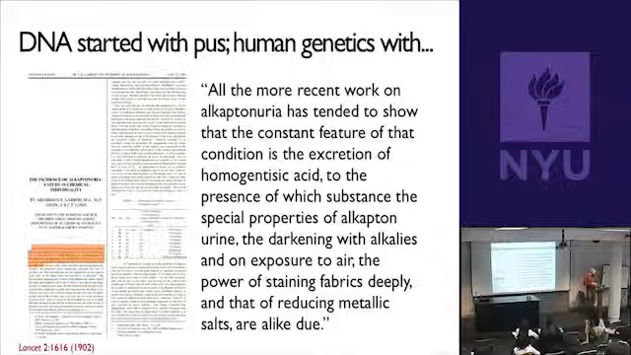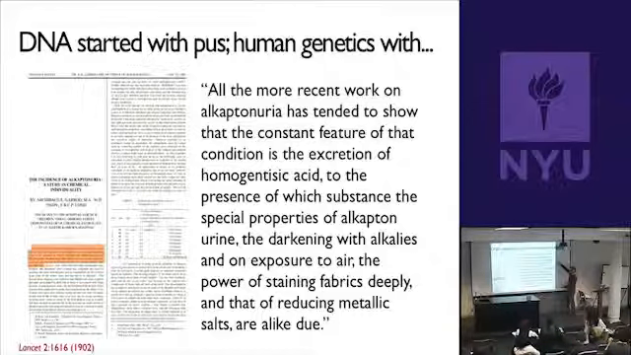The start of genetic disease research in humans was also not so glamorous, as you can tell by the description of the disease, Alkaptonuria, that Garrod was studying. Okay? So the constant feature of this disease is the excretion of homogentisic acid, to the presence of which substance the special properties of alkaptonuric urine, the darkening with alkalis and on exposure to air, the power of staining fabrics deeply, and that of reducing metallic salts are alike.